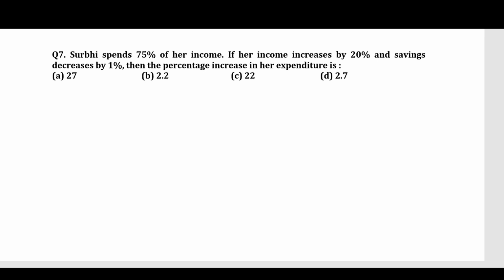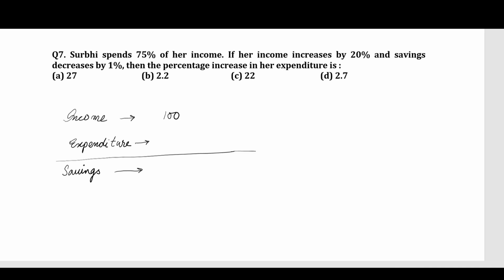Income, expenditure, savings. Let our original income be 100, so the expenditure is 75% of it, which is 75. Then savings is 25.